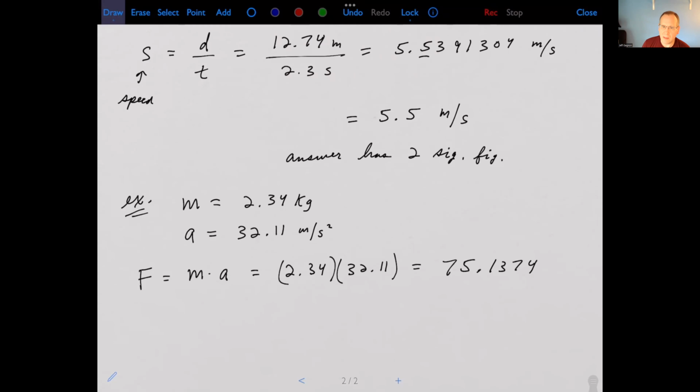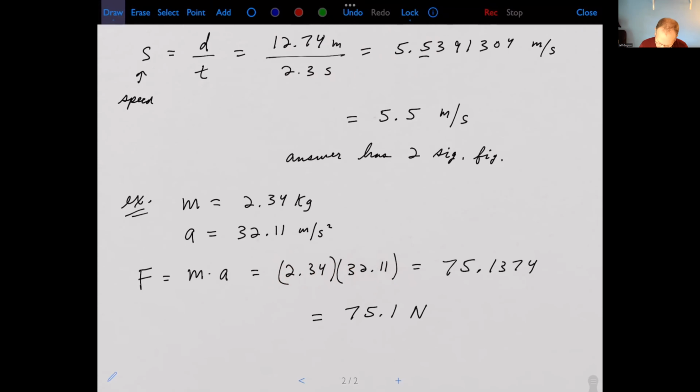I have to round to the correct number of significant figures. So in this case, the mass has 3 significant figures. The acceleration has 4. So the least number between those two quantities is the 3 here, right? So I need to round my answer to 3 significant figures. So this would be 75.1 in this case. And by the way, it has units of newtons, right? If you multiply kilograms times meters per second squared, that gives you a unit of newtons. So that would be 75.1 newtons.